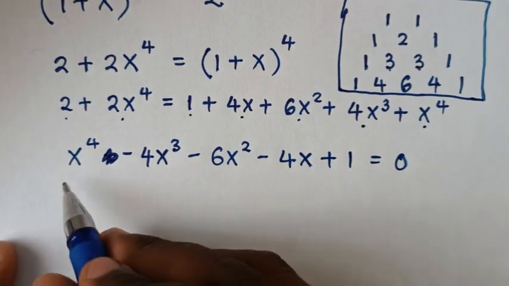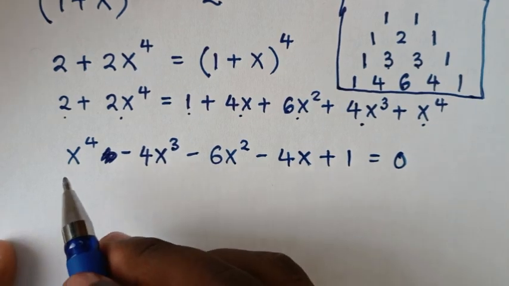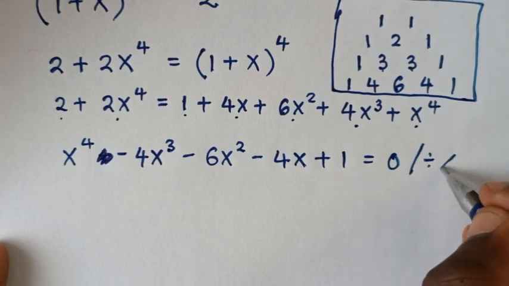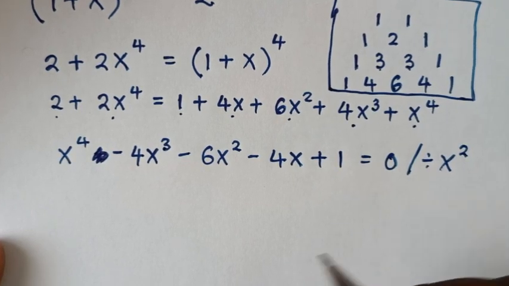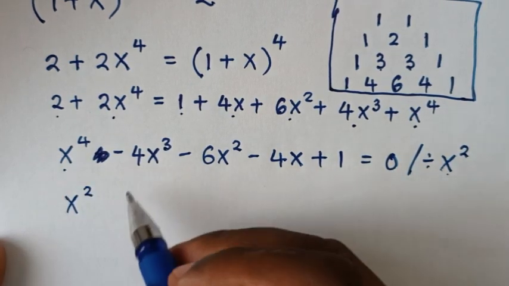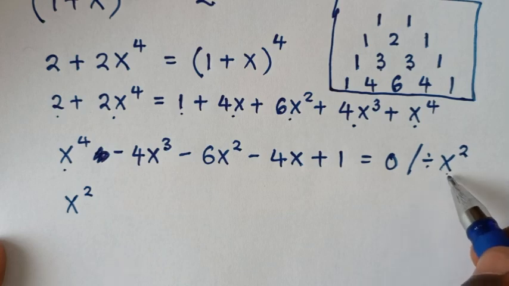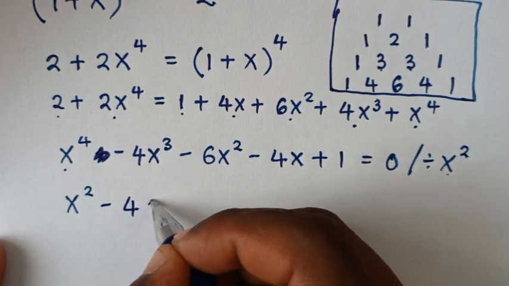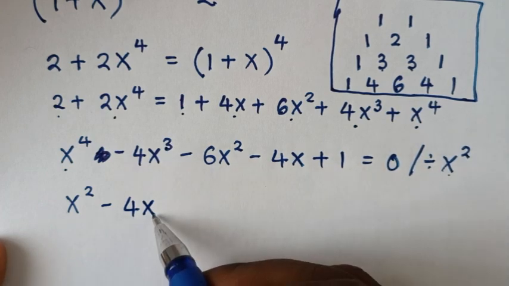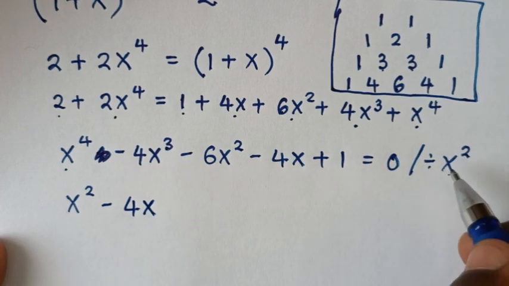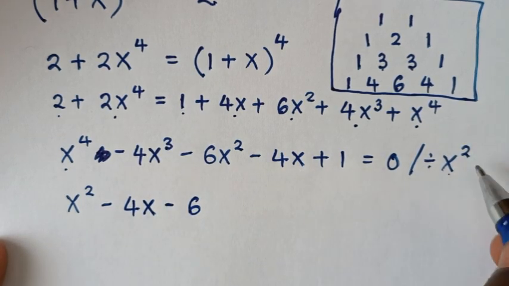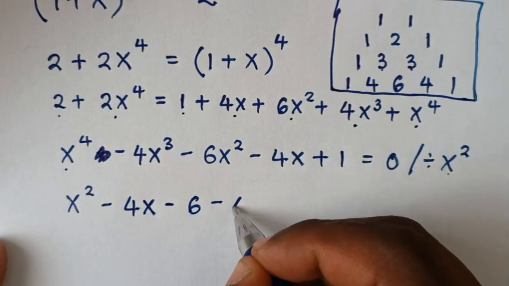So here it will be plus 1 is equal to 0. Then in the next step, from this equation, we make it to have power of 2. So the whole equation will be divided by x^2. So x^4 divided by x^2 is x^2. Minus 4x^3 divided by x^2, 3 minus 2 is 1, so it will be minus 4x. Minus 6x^2 divided by x^2, it will be minus 6. Minus 4x divided by x^2, it will be minus 4 over x.